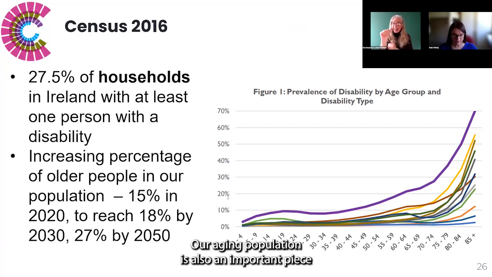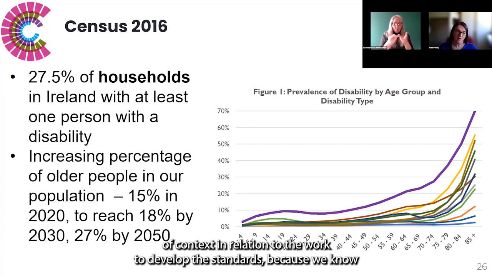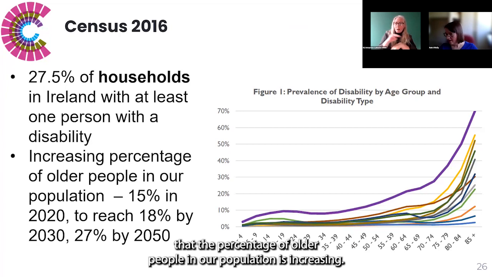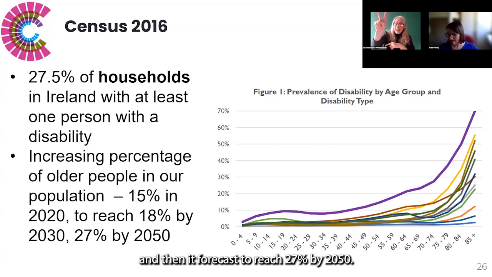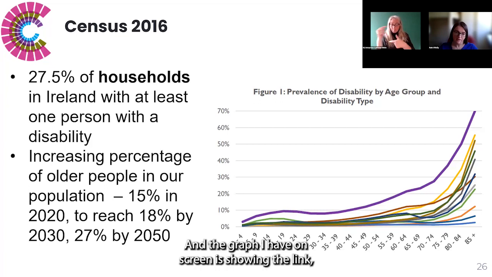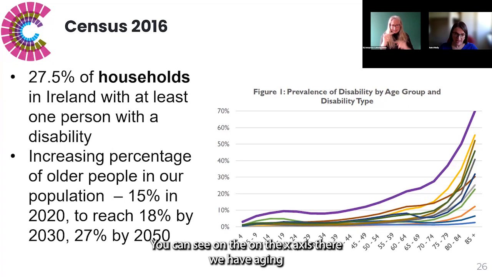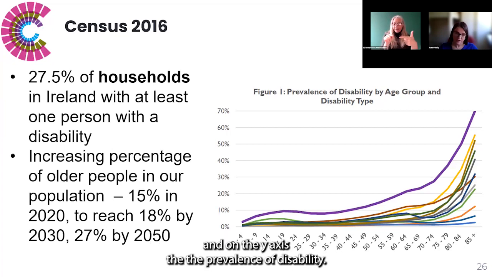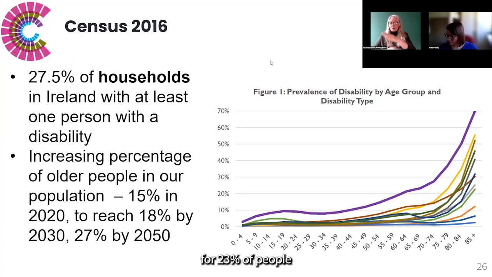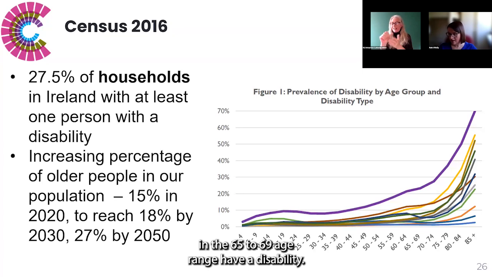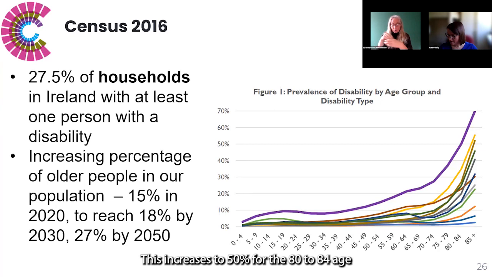Our aging population is also an important piece of context in relation to the work to develop the standards, because we know that the percentage of older people in our population is increasing. So it'll rise from 15% in 2020 to reach 18% in 2030, and then is forecast to reach 27% by 2050. And the graph I have on screen is showing the very clear link between aging and disability. You can see on the x-axis there we have aging, and on the y-axis the prevalence of disability. So as we age in the population, the prevalence of disability increases. So 23% of people in the 65 to 69 age range have a disability. This increases to 50% for the 80 to 84 age range, and 70% for those aged 85 plus.